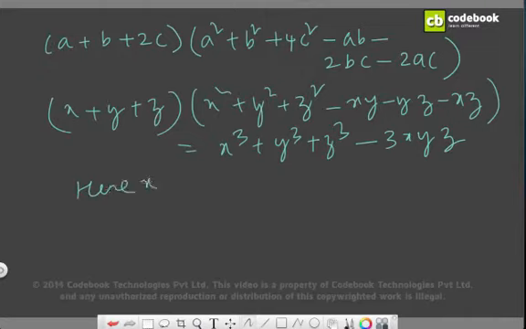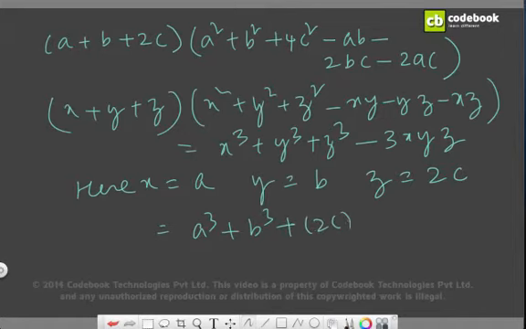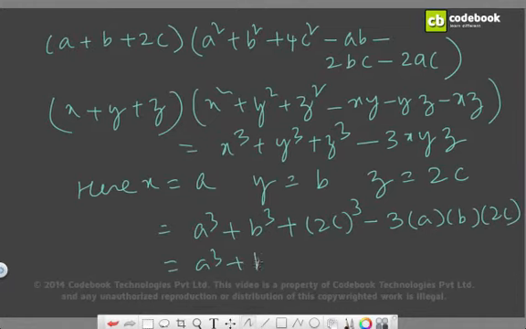Here x equal to a, y equal to b, and z equal to 2c. So you will end up with a cube plus b cube plus (2c) whole cube minus 3 times a, b and 2c. So that is equal to a cube plus b cube plus 8c cube minus 6abc. So in this way, you can apply the identity and calculate the product of these two polynomials very easily.